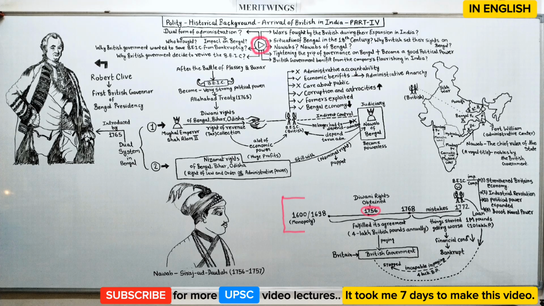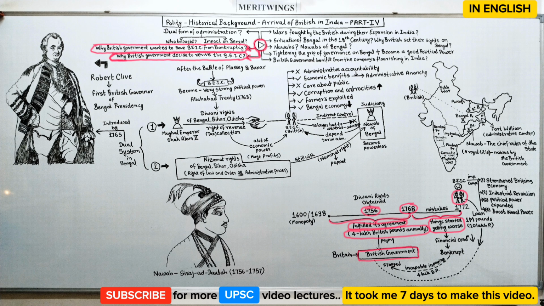This dual form of administration, established by Robert Clive, the first British governor of Bengal presidency, was quite complicated and was generating many complaints. Dual system in Bengal was introduced by Robert Clive in 1765. Okay? Now friends, let's talk about why did the British government want to save the British East India Company from bankruptcy? Why did the British government think about reviving this company again?